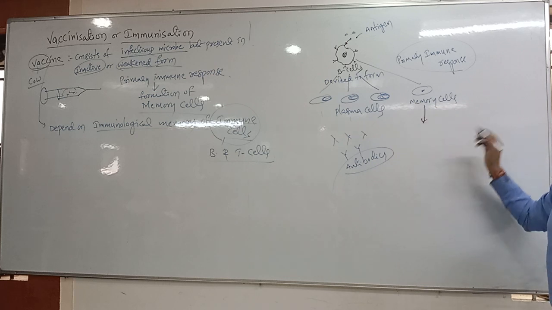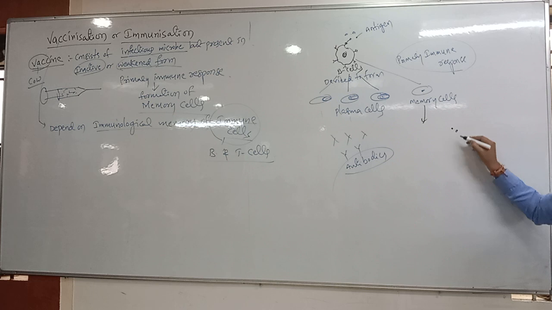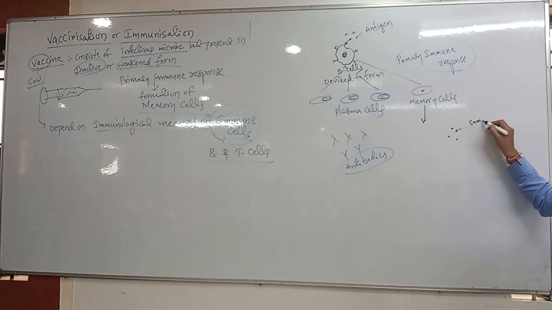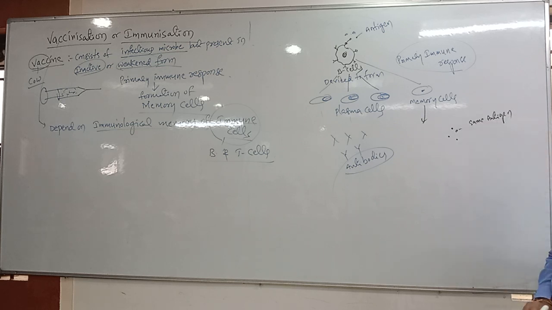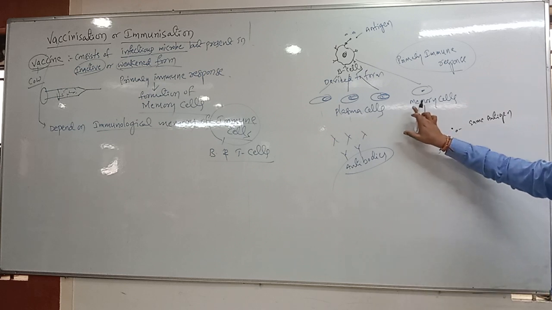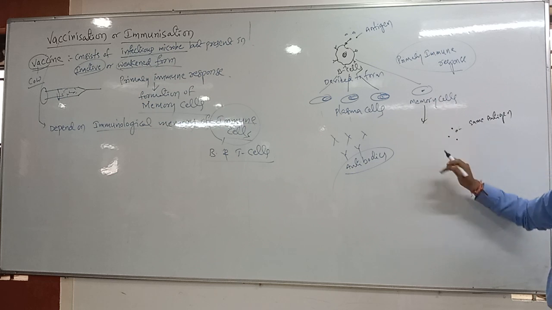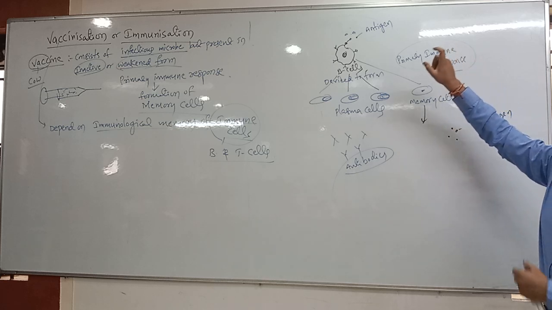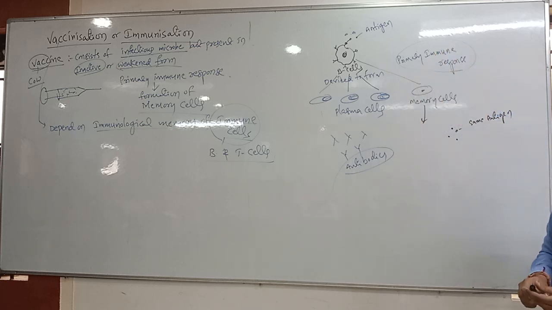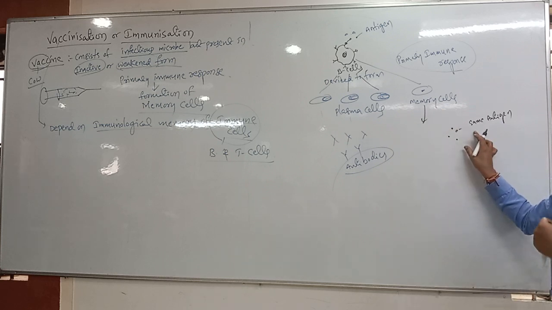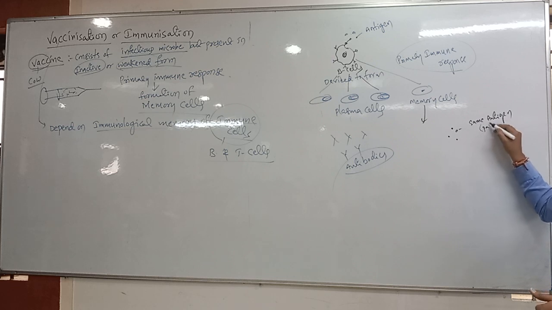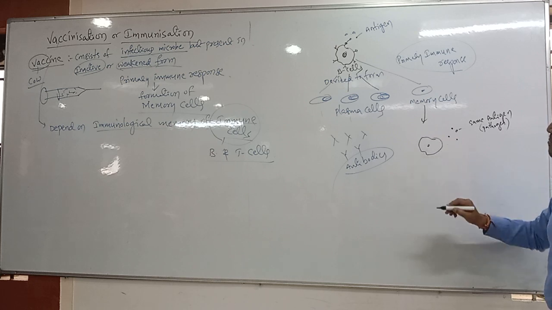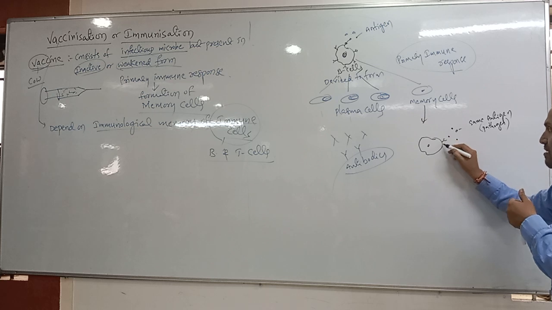After these memory cells develop, the same antigen enters a second time. Already in our blood which cells are there? Memory cells are there. Memory cells can easily find it. Why? Because memory cells carry the memory of the pathogen that entered our body the first time. So memory cells can find the same antigens or same pathogens, and they bind with it.